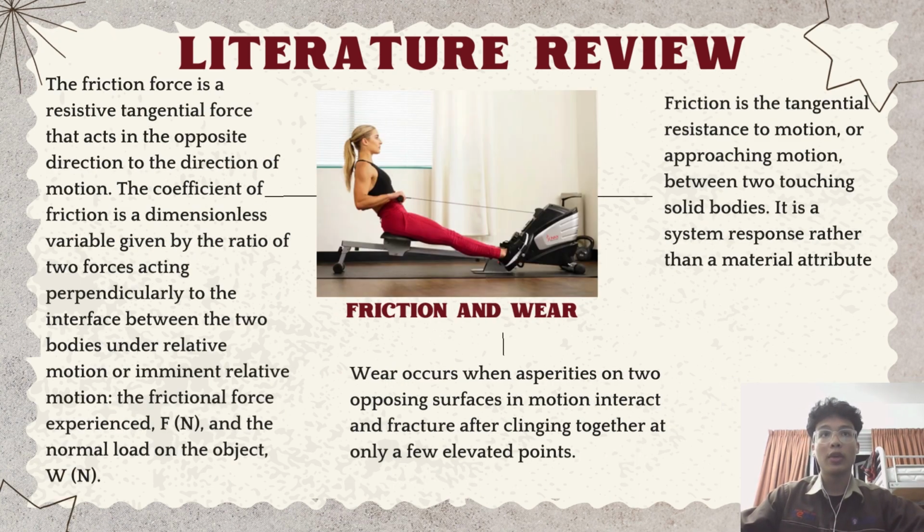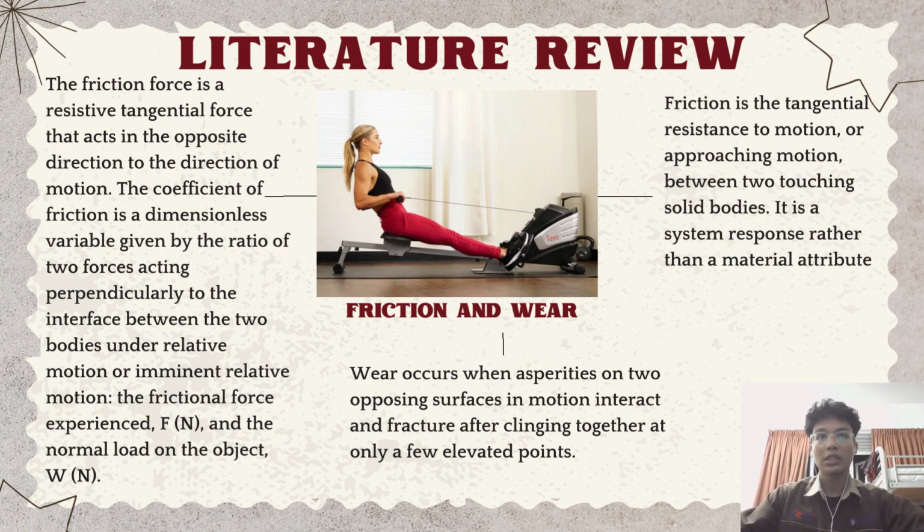Next is friction and wear. For friction and wear, friction is the tangential resistance to motion or opposing motion between two touching solid bodies. It is a system response rather than a material attribute. The friction force is a resistive tangential force that acts in the opposite direction to the direction of motion. The coefficient of friction is a dimensionless variable given by the ratio of two forces acting perpendicularly to the interface between the two bodies under relative motion.